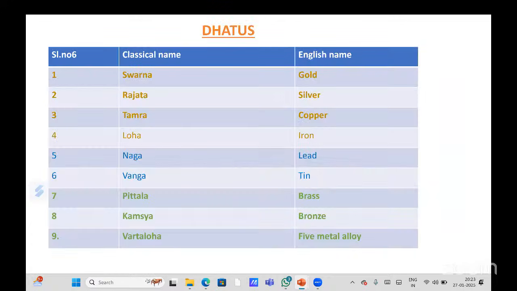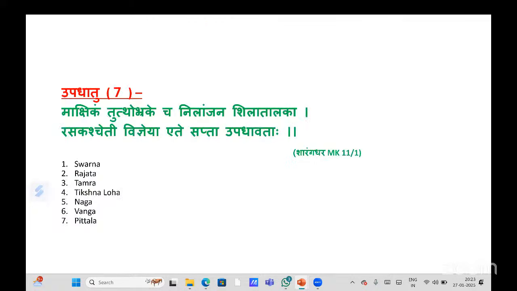In the dhatus, there are Shuddha dhatus, Mishra lohas, Puti lohas. We should know Shuddha lohas are Swarna, Rajata, Tamra, and Loha. Mishra lohas are Pittala, Kamsya, and Vartaloha, and Puti lohas are Naga and Vanga. Okay. In the similar way, Upadhatu: Swarna Makshika, Rajata Makshika, Tamra Makshika, Tikshna, Loha, Naga, Vanga, and Pittala.